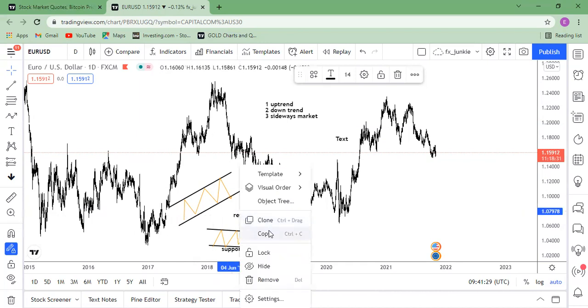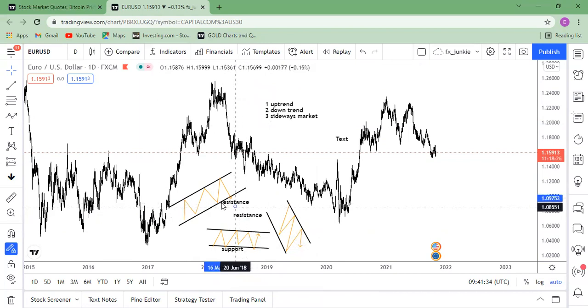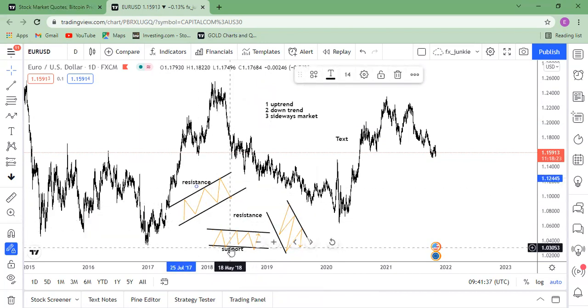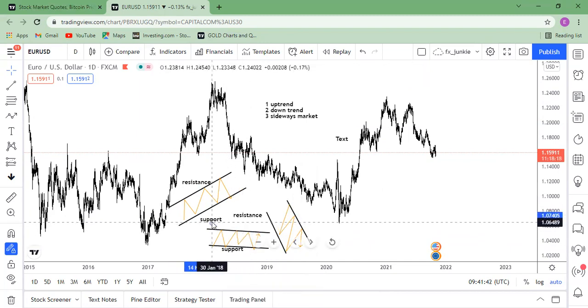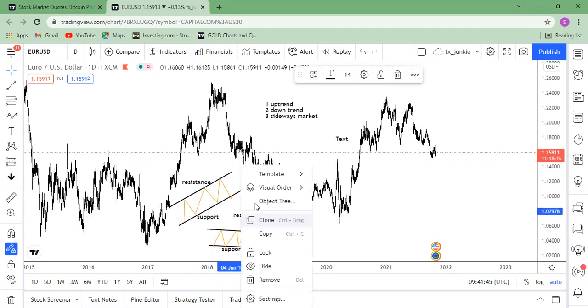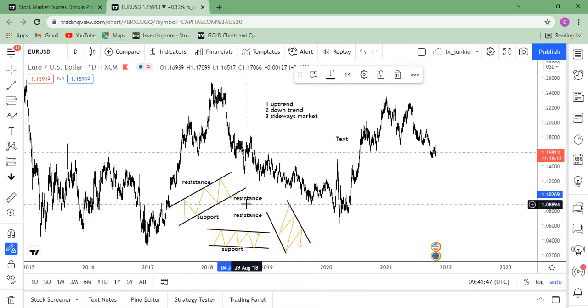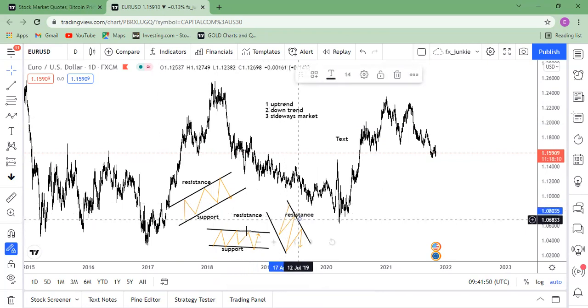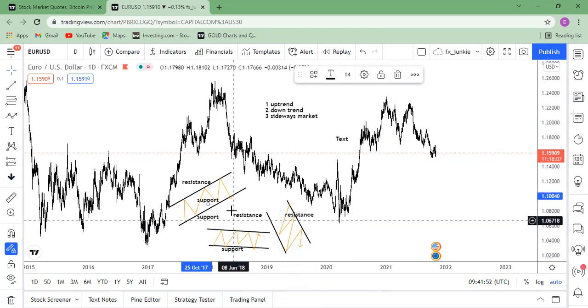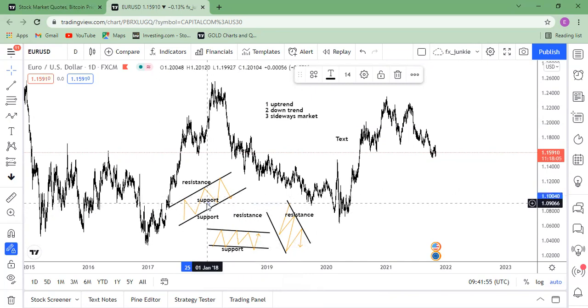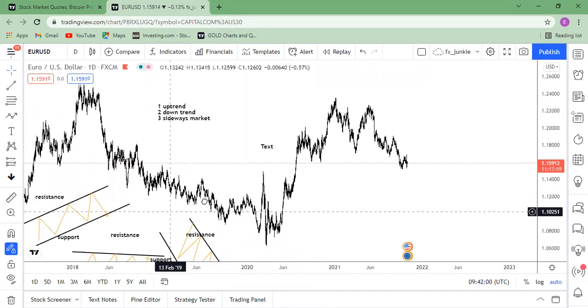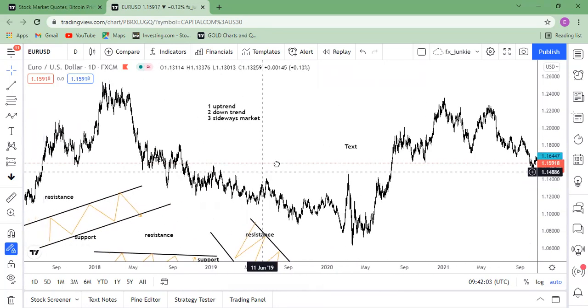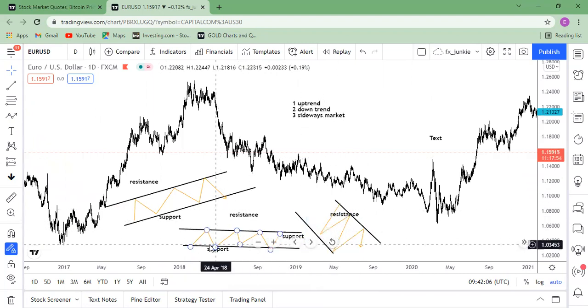And then also when the market is trending up, we get a resistance on top and the support at the bottom. Same thing on the downtrend: the resistance on top, then we get our support at the bottom. Right. So these are our three kinds of trend. We get an uptrend, a downtrend, and a sideways market.